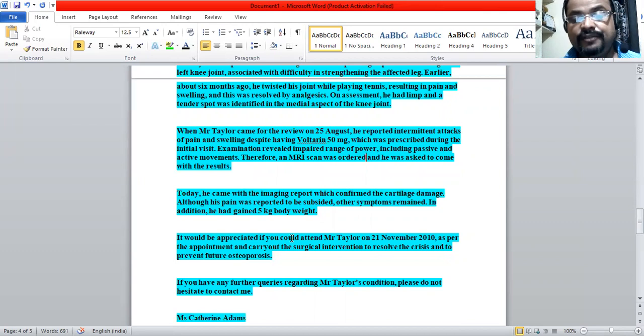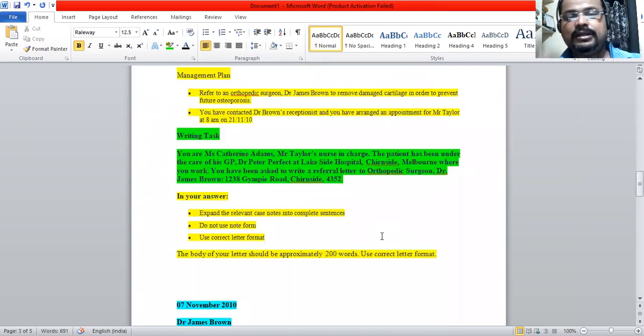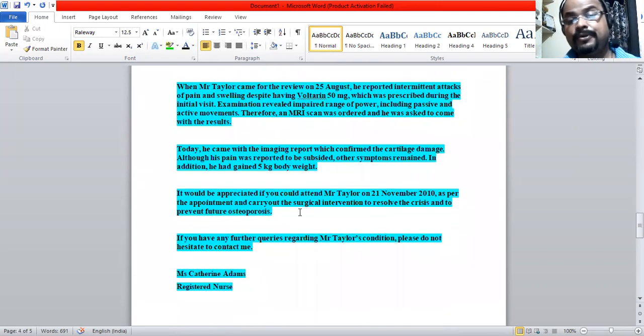Now, it would be appreciated if you could attend Mr. Taylor on 21st November 2010. You can already see here that you have contacted the receptionist of Dr. Brown and already arranged the appointment on 21st. So it would be appreciated if you could attend Mr. Taylor on 21st as per the appointment, because the appointment was already made. According to the appointment, please meet him and carry out the surgical intervention to resolve the crisis. He has some problems here, so please resolve the crisis and prevent future osteoporosis. So the matter is clear.